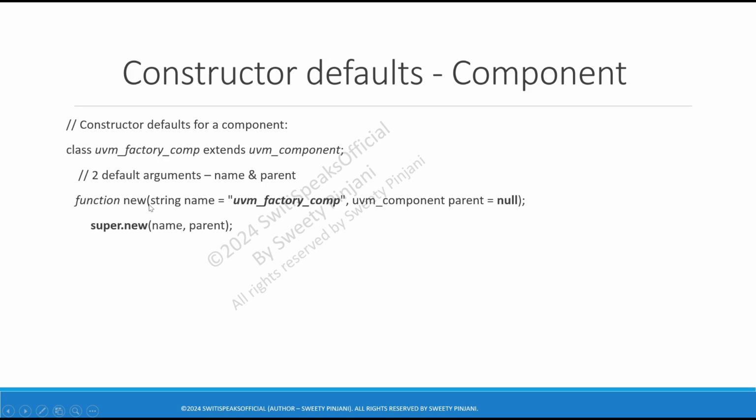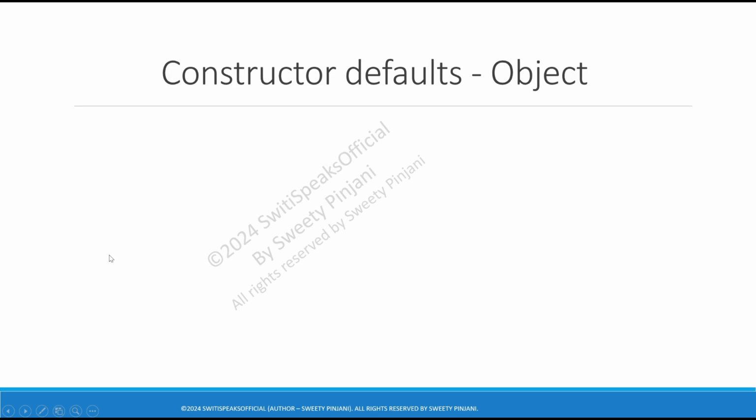This is your constructor new, and you are passing name and parent, and you have to call the new method also. As we said, super.new you have to call, and there also you have to pass name and parent. And that's it.